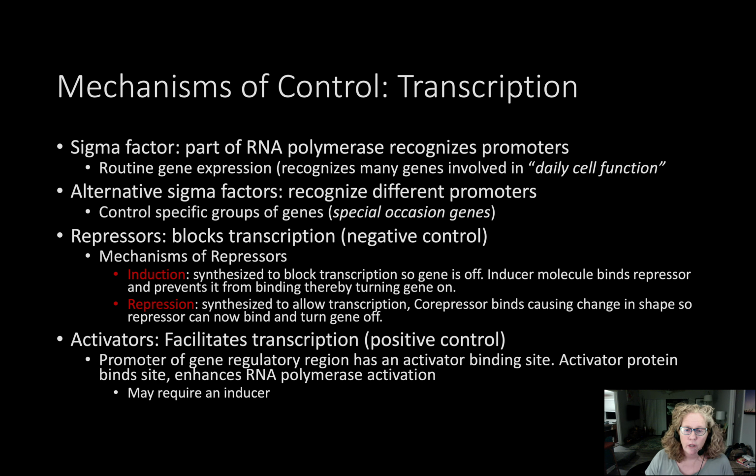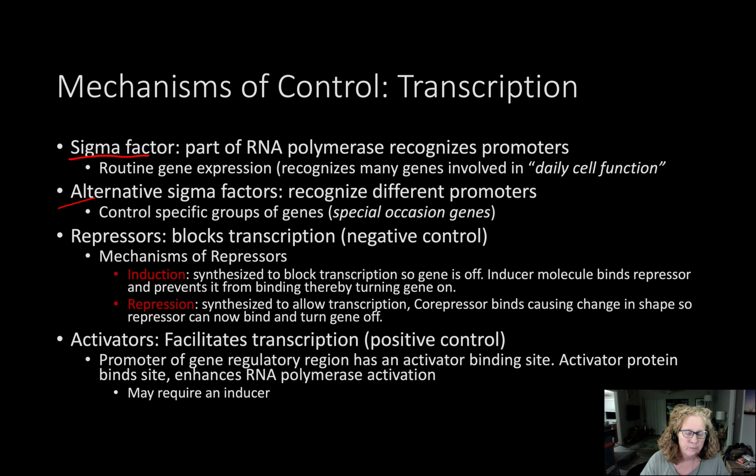Other mechanisms of control include transcription. So now we're looking at the transcriptional level. At this level, for bacteria, we can regulate the sigma factor. Remember, the sigma factor is part of what RNA polymerase is going to recognize. So if we bind or block the sigma factor, then RNA polymerase is not going to be able to recognize its promoter. Some bacteria may use an alternative sigma factor. This will allow for recognition of different types of genes. So this gene uses sigma factor A, and this one uses sigma factor B.